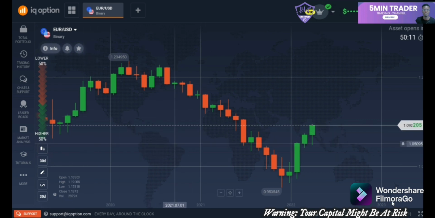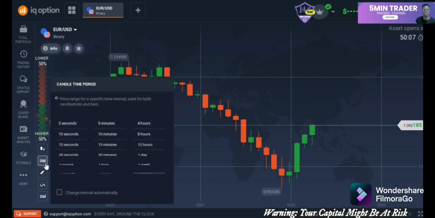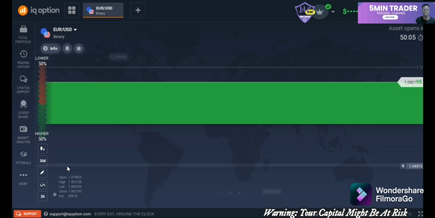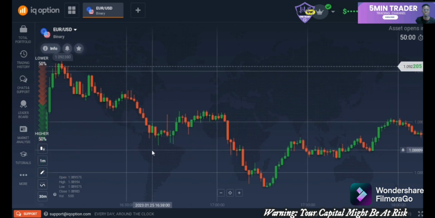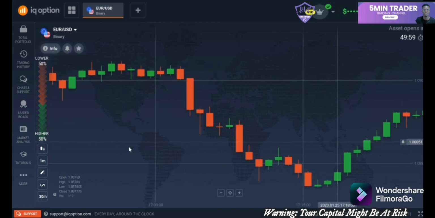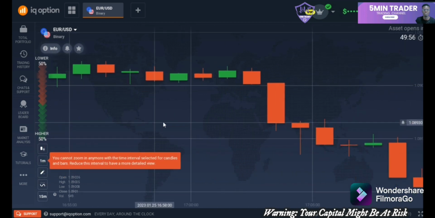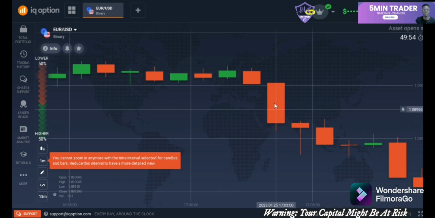So now we are not focusing on this. For all our trades, I usually take my trade on the 1 minute, so I will be talking more on the 1 minute candle. So let me explain to you the story behind this red candle on the 1 minute time.